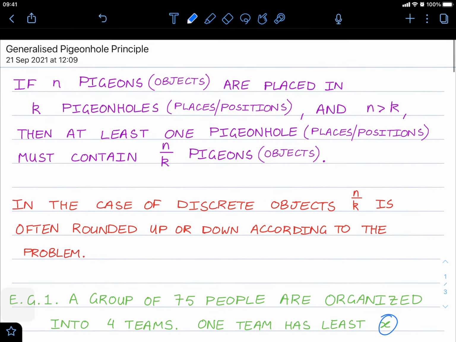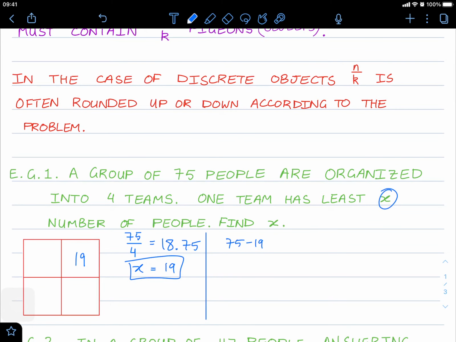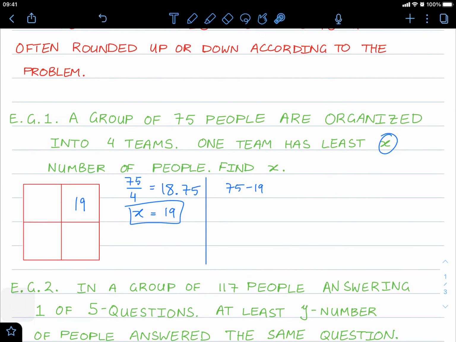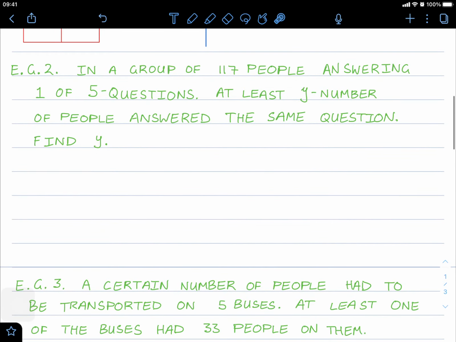But in any case, what the generalized pigeonhole principle states is that at least one of the teams, right? So it could be 1 team, 2 teams, 3 teams, or all 4 of them, must have at least 19 people in them. So one team has at least X people. One team must have at least 19 people. And there's the problem. Okay, so let's move on.